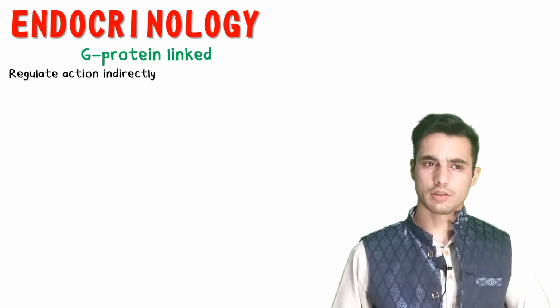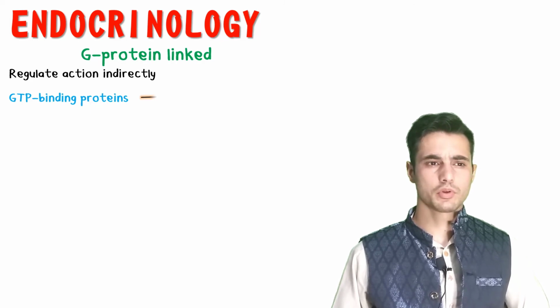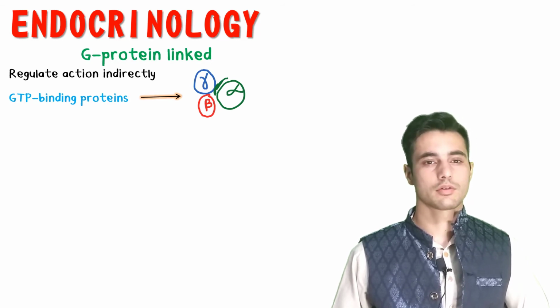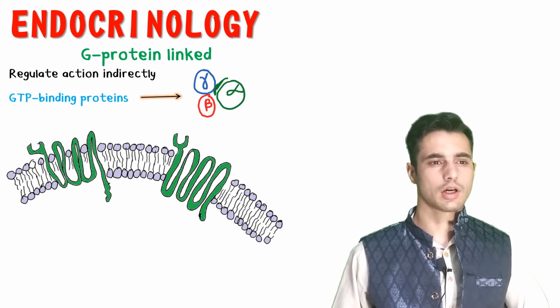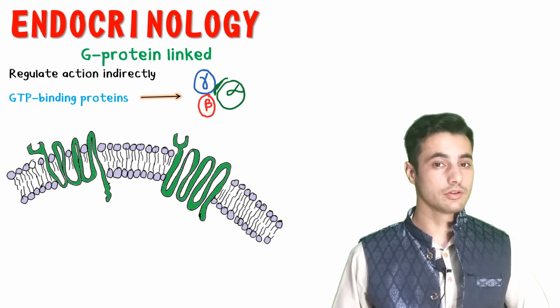The G protein link receptors regulate the action indirectly rather than directly, which is what we found in the ion channel link receptors. So, G protein binding. What are GTP binding proteins? It's a trimer made up of 3 subunits: the alpha, beta, and gamma subunit. Have a look at this diagram. You see that 7 turns of this protein go in and out of the membrane. This is known as the G protein coupled receptor.